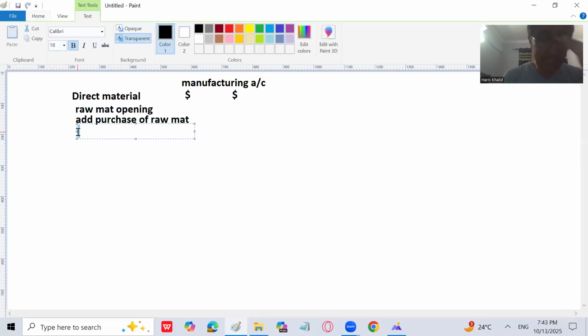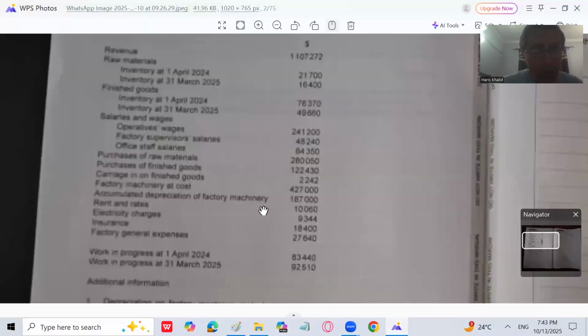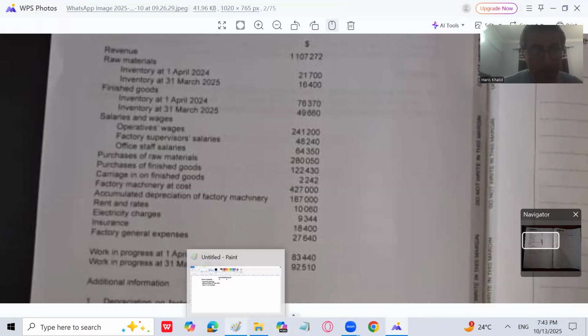Then I'm going to add carriage inward, but there is no carriage inward of raw material. That is carriage inward of finished goods actually, so it will not come over here. Less purchase returns. It is not a part of the question because it is not given. So closing inventory of raw material, I'm going to subtract. Let's see the amount of raw material opening. Inventory at 1st April is 21700. Then purchase of raw material is given, that is 280050.